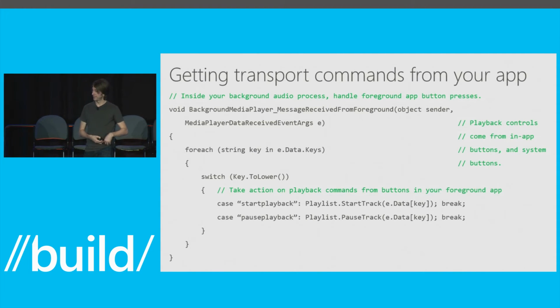So you want to be able to get messages from your app, but you also want to be able to get messages from those buttons that show up in the shell, the system media transport controls from the lock screen, for example, when your app isn't visible.